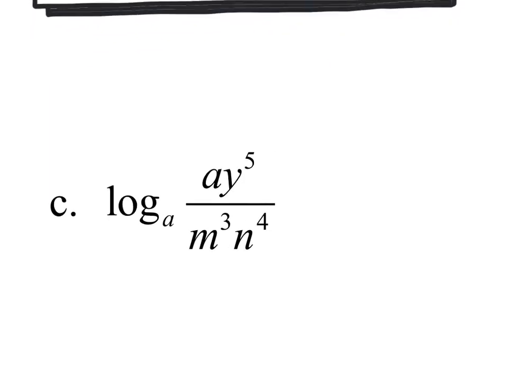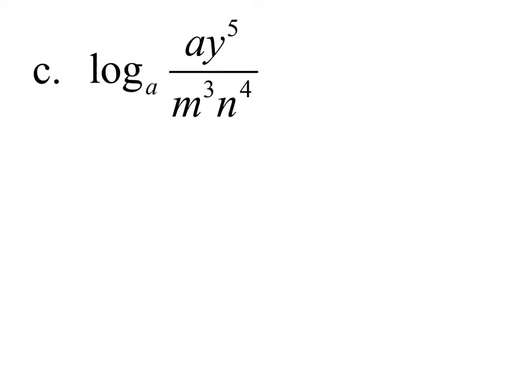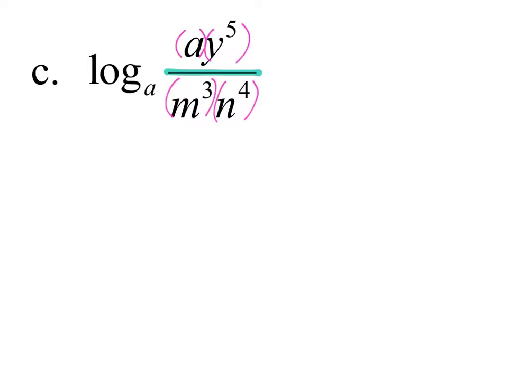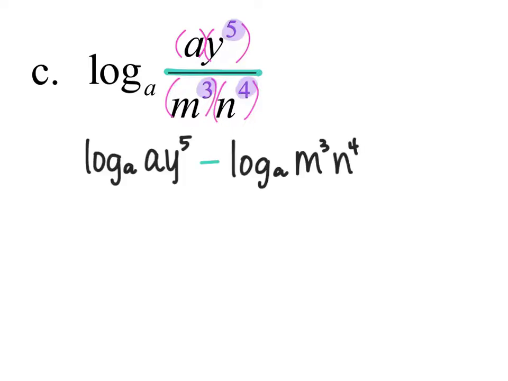And our last example, example C, we have log base a of a y to the 5th over m cubed n to the 4th. So we'll take care of this one in 3 steps. We're going to take care of the quotient rule first, and then the product rule for both the numerator and the denominator, and then the power rule. So when we apply that quotient rule, we're going to have log base a of a y to the 5th minus log base a of m cubed n to the 4th.